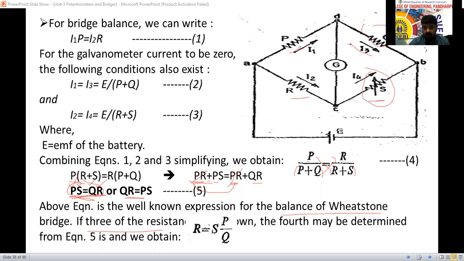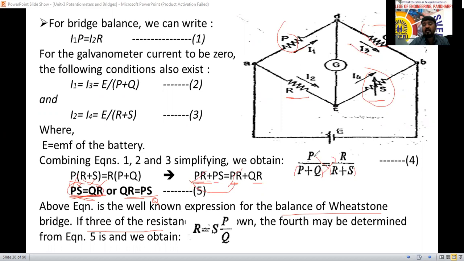If the value is known, calculation is easy. From this we can write R equals PS divided by Q. R equals PS divided by Q. You can write like this. So this is the balanced equation, R equals P by Q into S, that is PS equals QR. You can remember that.